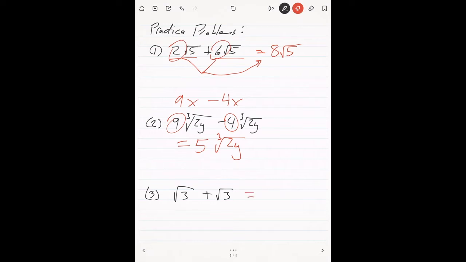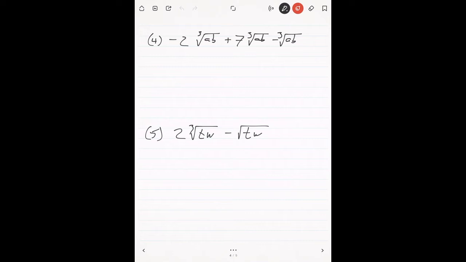So here I have the cube root of 3, and I gave you another cube root of 3. How many do you have? Well, you should have 2 cube roots of 3. Let's try a couple more problems.